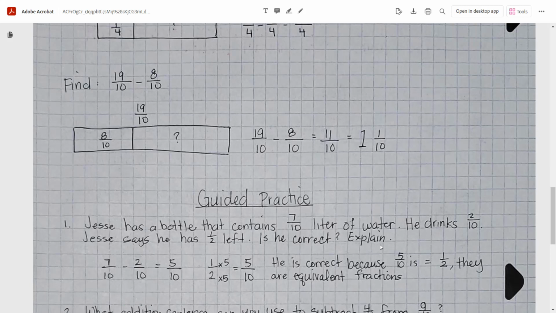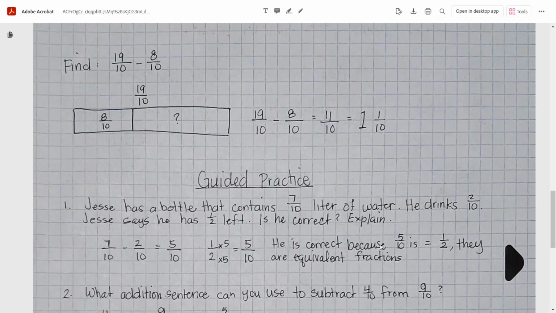Now 5/10 we know is an equivalent fraction for 1/2, because if you do 1/2, you multiply numerator and denominator both by 5, you're going to get 5/10. Or if you took 5/10, you divided the top and the bottom by 5, because they're both multiples of 5, you would end up with 1/2 that way as well. Since they are equivalent fractions, he is correct.